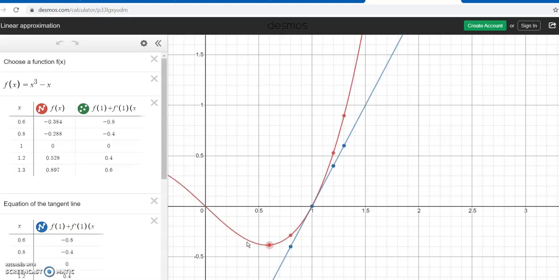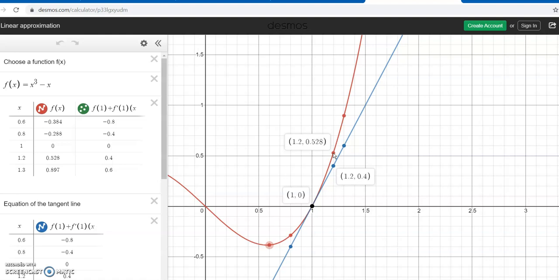So in Desmos, we're able to evaluate the function and the tangent line at selected points, as we can see over here. So this is our point of tangency here. If I evaluate this function at, say, 1.2, we see the difference between the tangent line value and the function value.